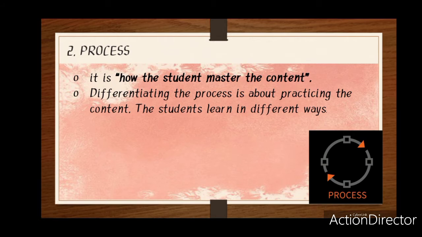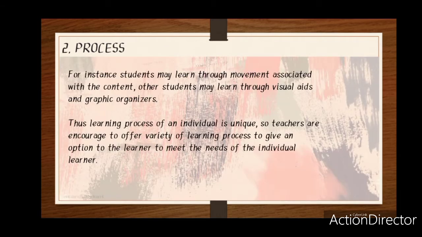Second is the process. It is how the student masters the content. Differentiating the process is about practicing the content. The students learn in different ways. For instance, students may learn through movement associated with the content. Other students may learn through visual aids and graphic organizers. Thus, the learning process of an individual is unique. So teachers are encouraged to offer a variety of learning processes to give an option to the learner to meet the needs of an individual learner.